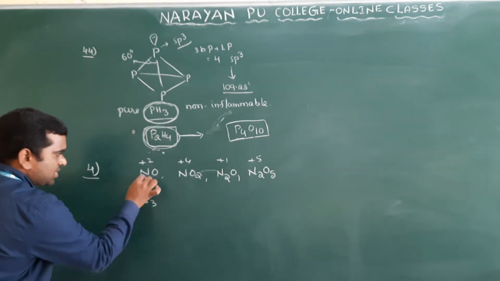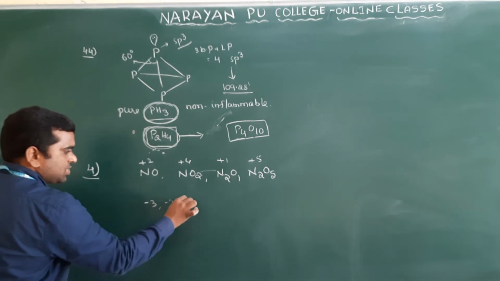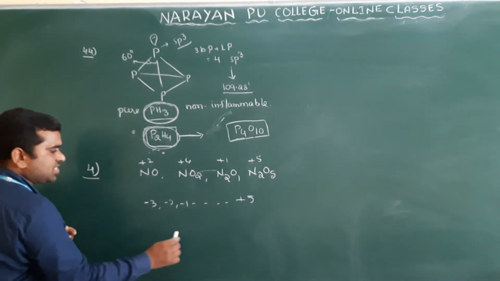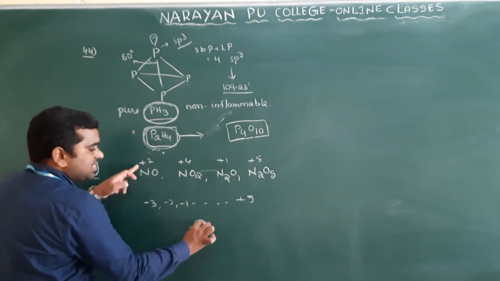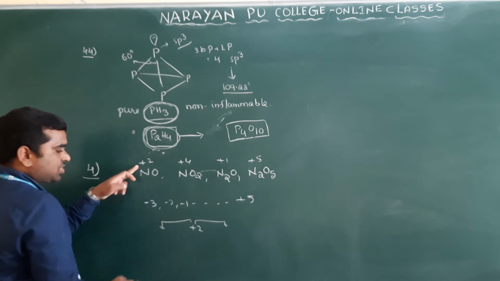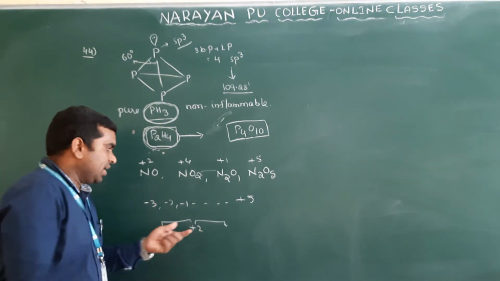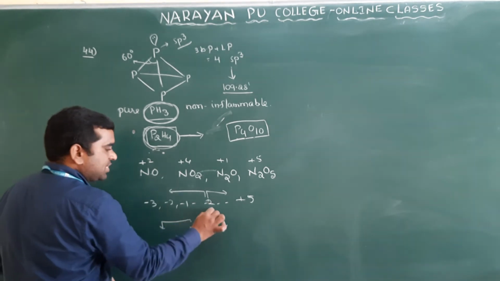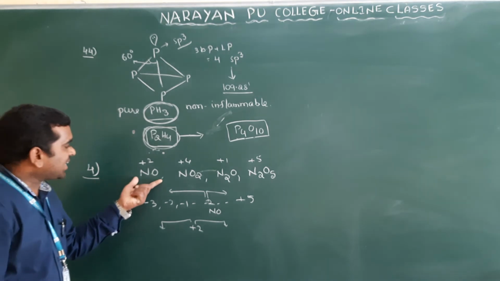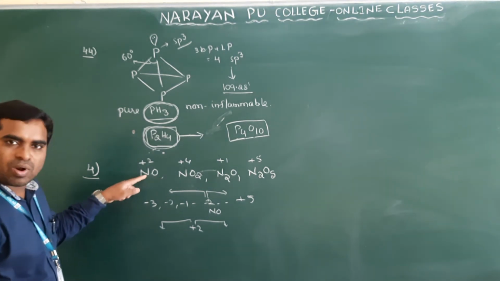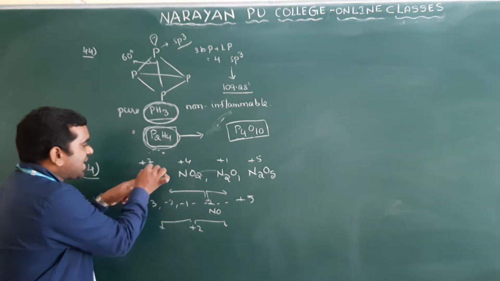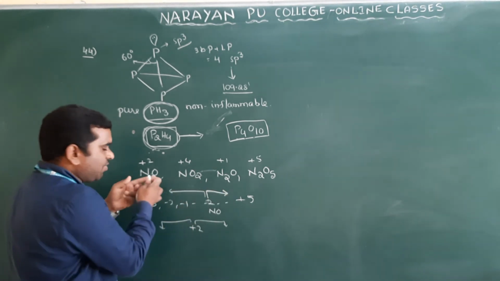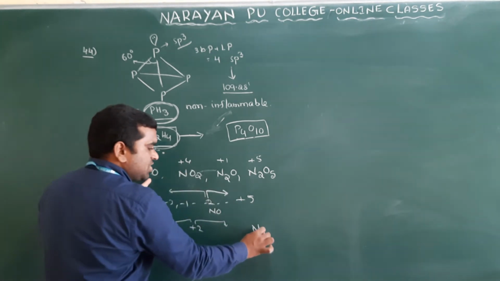Nitrogen can exhibit oxidation states from -3, -2, -1, 0 up to +5. So here, what is the oxidation state? +2. +2 means it can increase its oxidation state up to +5, and it can also decrease its oxidation state down to -3. It is in the middle, so if it is +2 here, it can oxidize and it can also reduce. Clear? So NO has oxidation state +2. When it acts as an oxidizing agent, it should undergo reduction. And if it acts as a reducing agent, it should undergo oxidation, so it can also undergo oxidation. When NO acts as a reducing agent, it will be oxidized to NO2.